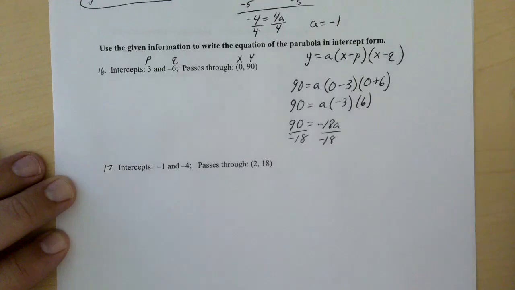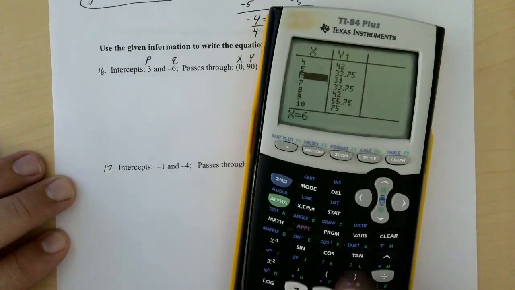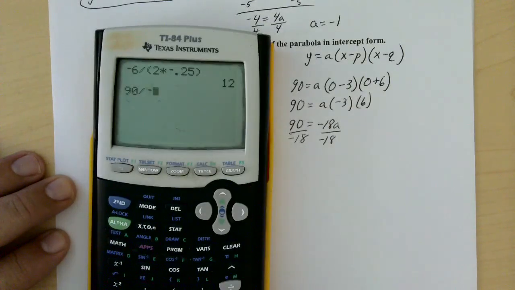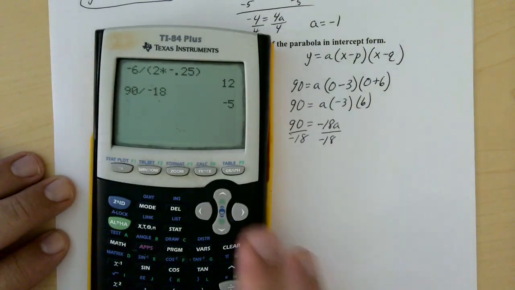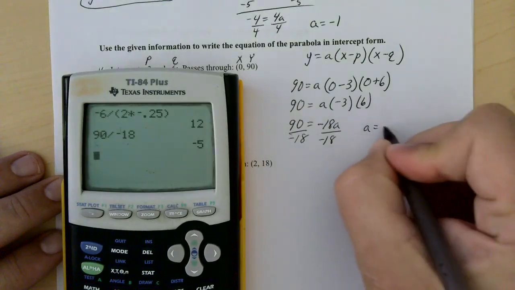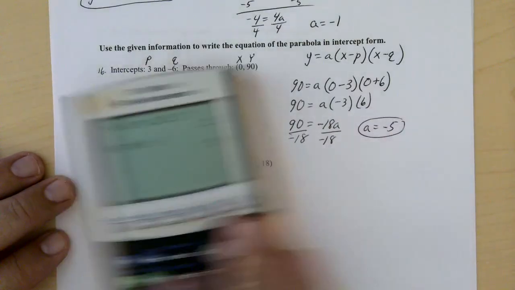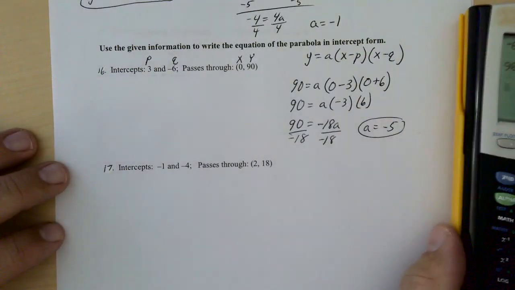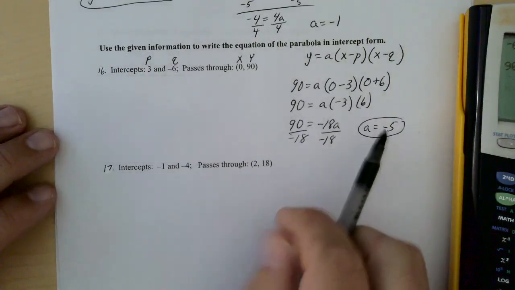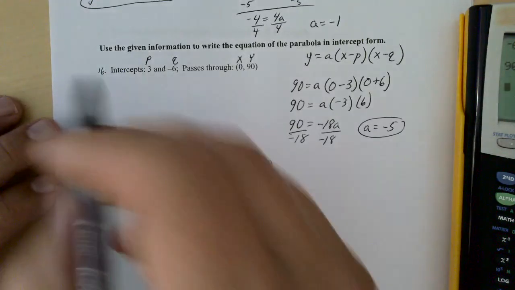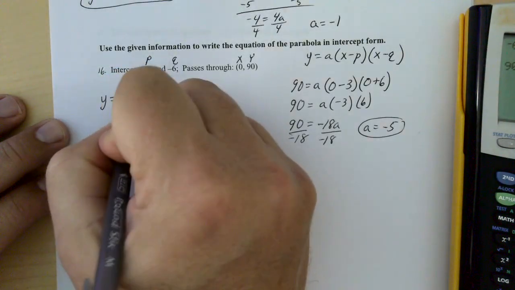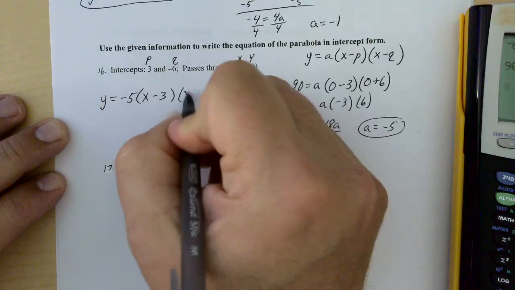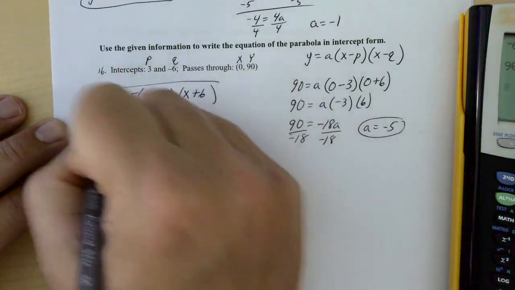So we're going to have to take 90 divided by negative 18. And we're going to see that it comes out to a negative 5. So it's going to be an upside down U. It's going to be a little bit skinnier. It's going to be also a vertical stretch because that number 5 is greater than 1. So write your rule, put the negative 5 out front, and then we have an x minus 3, and we have an x plus 6.